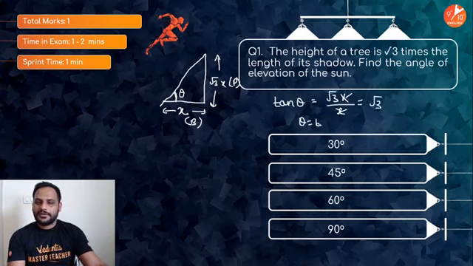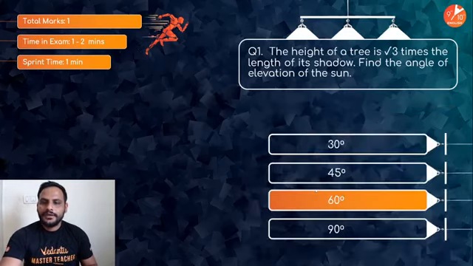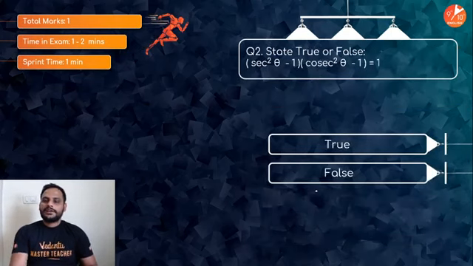That means theta must be equal to 60 degrees. Done. Khatam. What else? Nothing. All right. Easy question. Next one, state true or false.